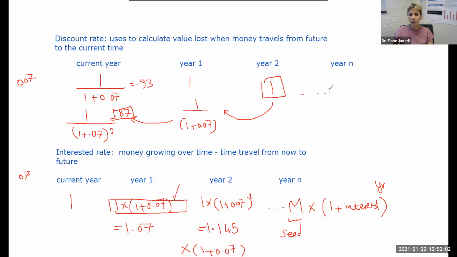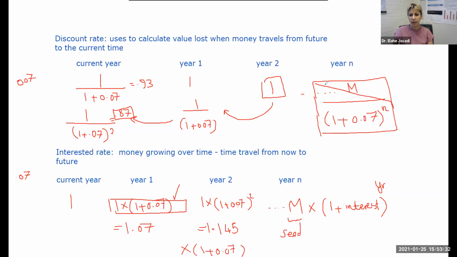And then so on. The formula would be like this. Your money in year n will be worth M times 1 divided by 1 plus your discount rate raised to the power of number of years. So this is the compound depreciation formula. Now in your worksheet, we're going to calculate this number, 1 over 1 plus your discount rate to the power of number of years, and then multiply it by M, which is your money.